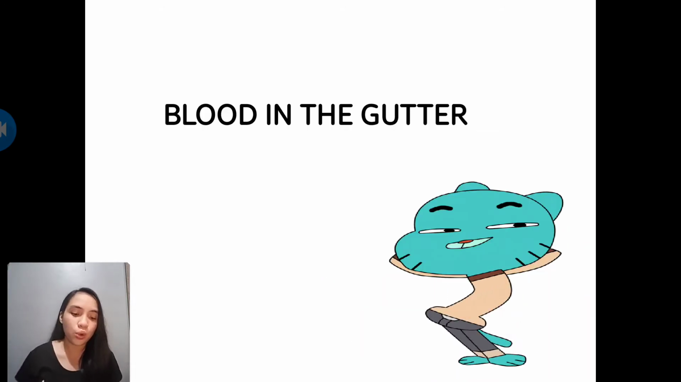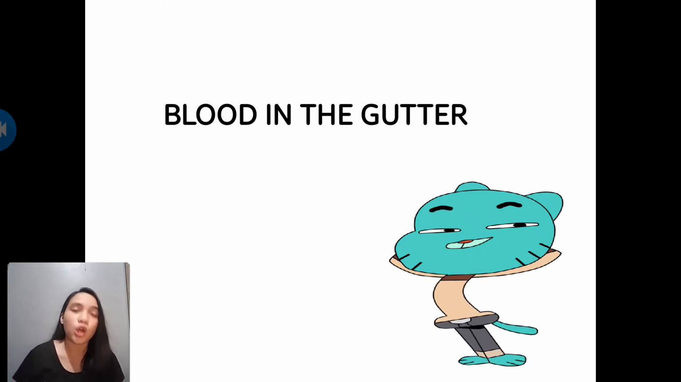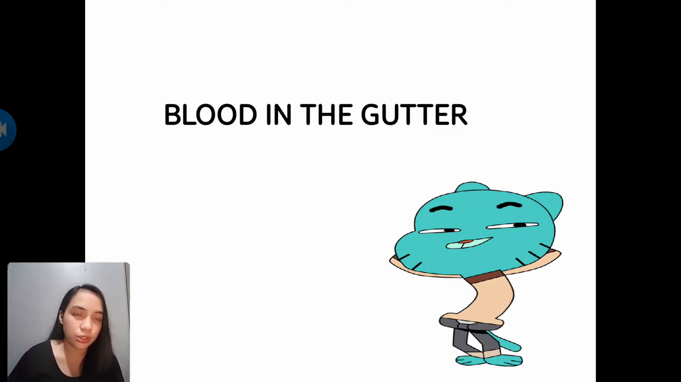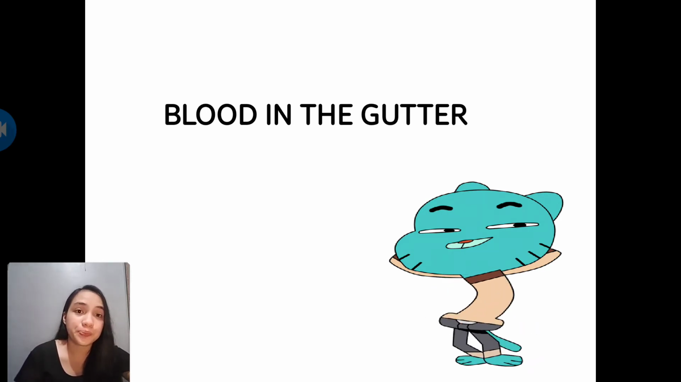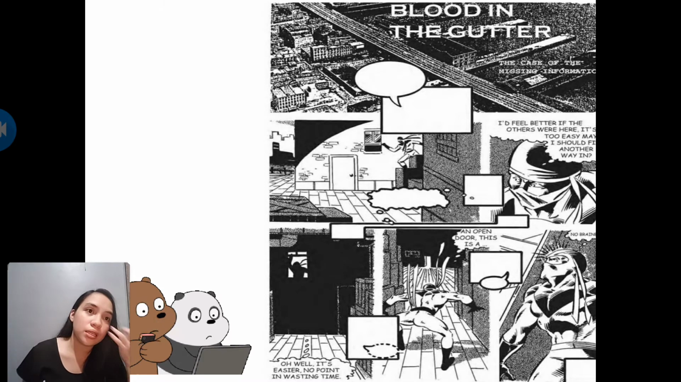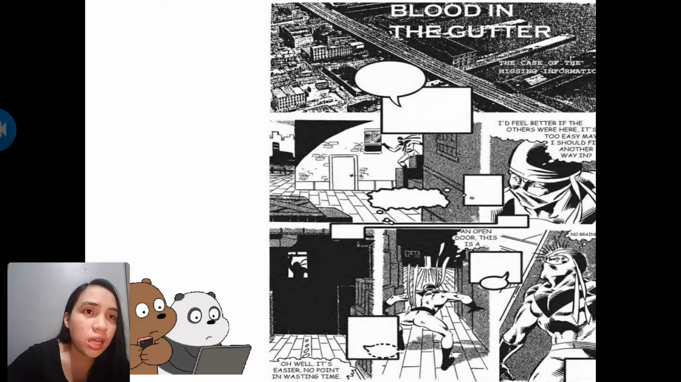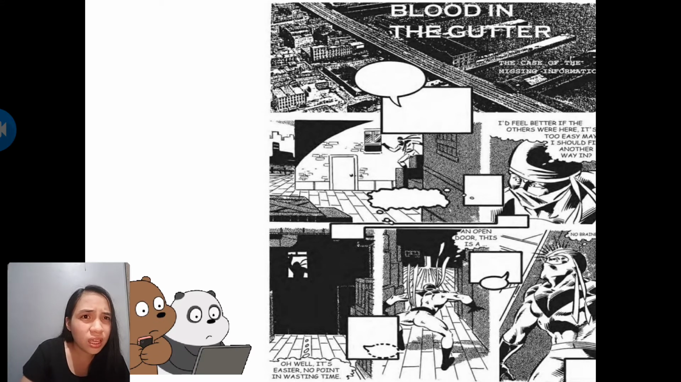So now we are going to tackle one comic strip, which is Blood in the Gutter. So what is in here? What is in this comic strip, Blood in the Gutter? So this is the image or picture of the comic strip Blood in the Gutter. As we can see in the first picture, it is a city with a lot of buildings, and the second picture is a man running. Then it has only a small dialogue.